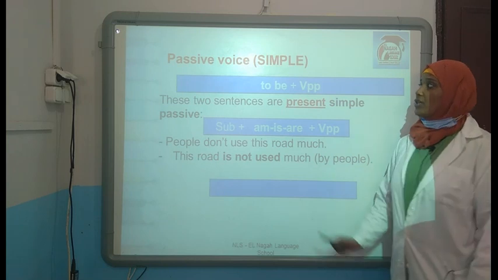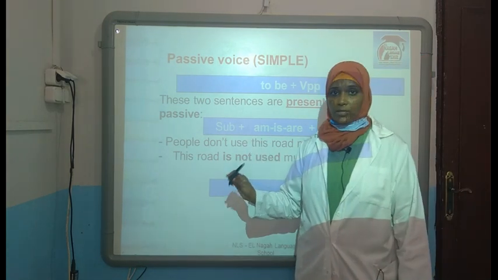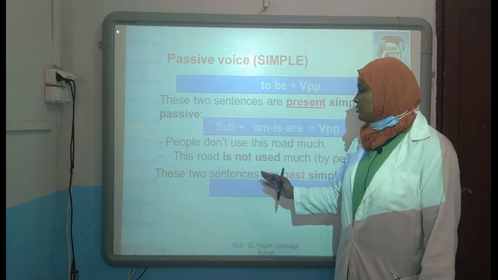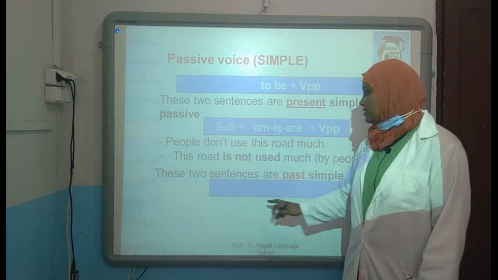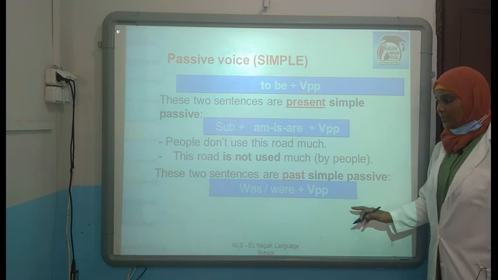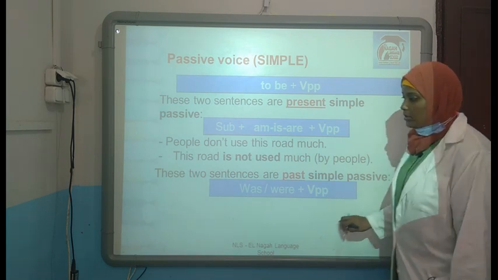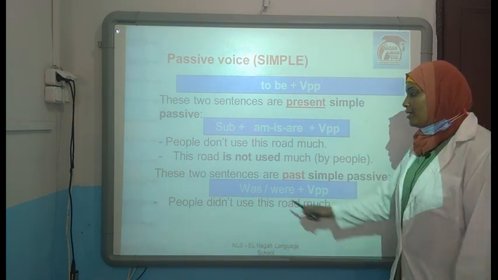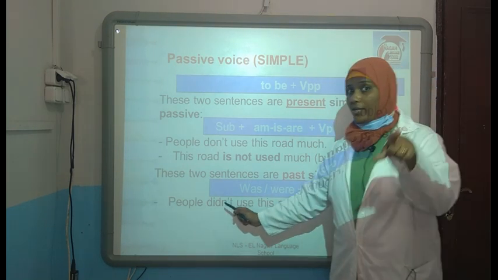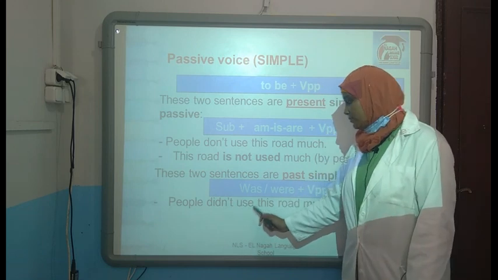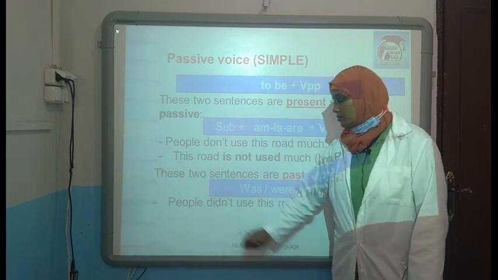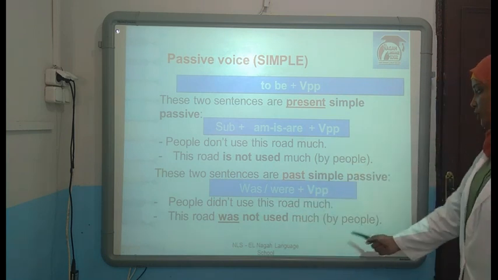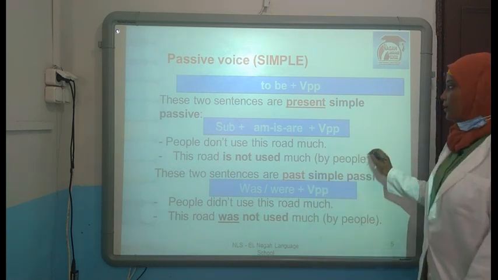Excellent. What if we have the past simple tense? The past simple tense, again, is easy. Why? Because we're going to use was or were plus the verb in the past participle form. So let's see an example. People didn't use this route much. Again, this route wasn't used much by people. Okay?